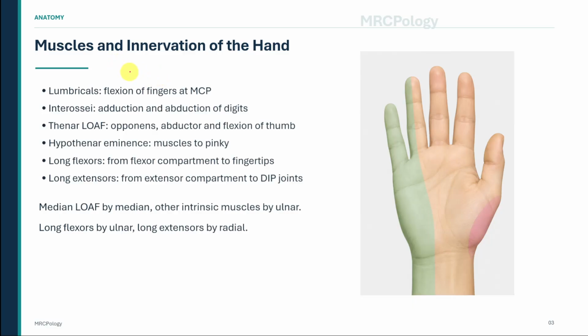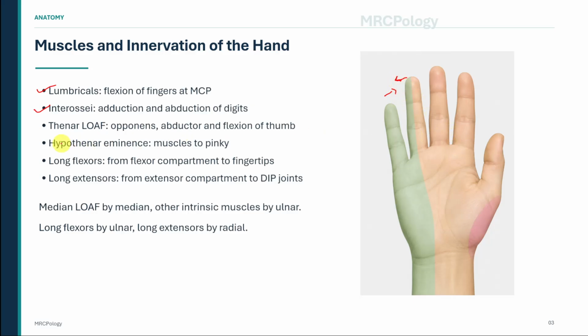The lumbricals flex the fingers at the metacarpophalangeal joints while helping to extend the interphalangeal joints. The lateral two lumbricals are supplied by the median nerve, while the medial two are supplied by the ulnar nerve. The interossei abduct and adduct the fingers. The dorsal interossei abduct and the palmar interossei adduct. These muscles are supplied by the ulnar nerve.